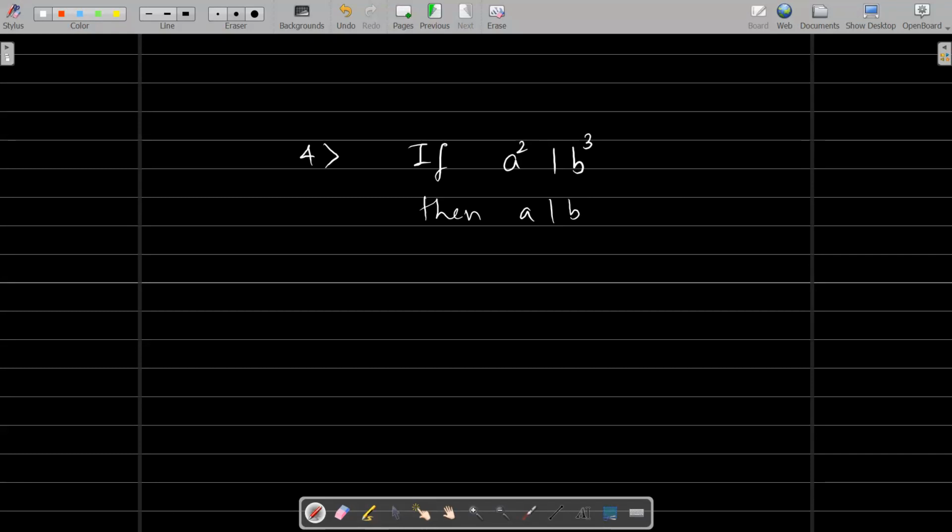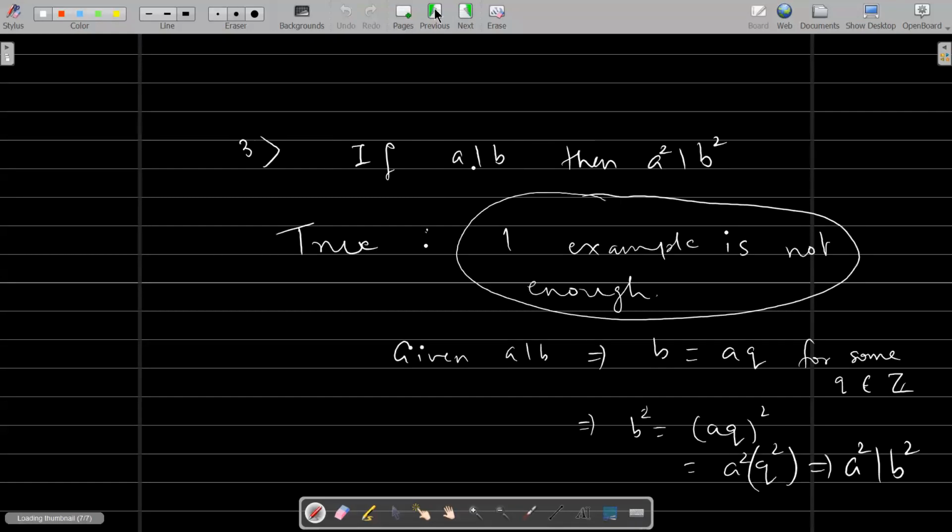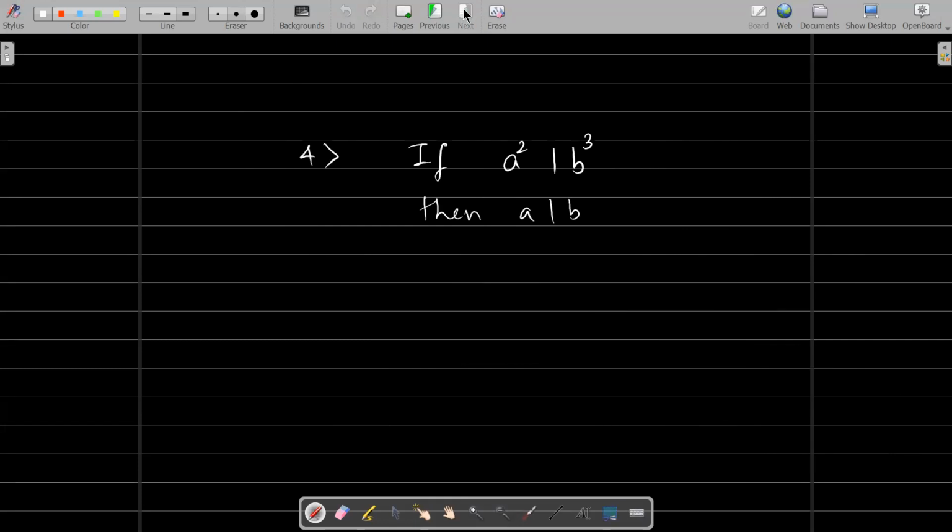Now I hope everybody is clear. If you feel it's true, you have to give some proof, the way Shreya argued here on the downside. You have to give some logical justification in terms of A, B, etc., not for a particular example. And if it is false, then you have to give one example where a square divides b cube, but a does not divide b.